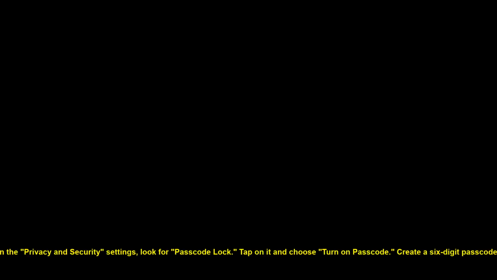Now, let's set up a passcode for added security. In the privacy and security settings, look for passcode lock. Tap on it and choose turn on passcode. Confirm your passcode to ensure it's set correctly. You can also enable Touch ID or Face ID for quick access if your device supports it.